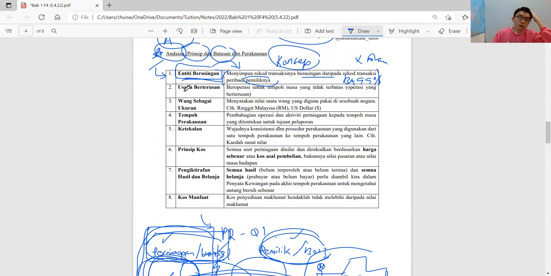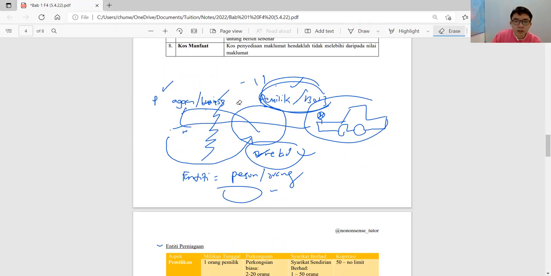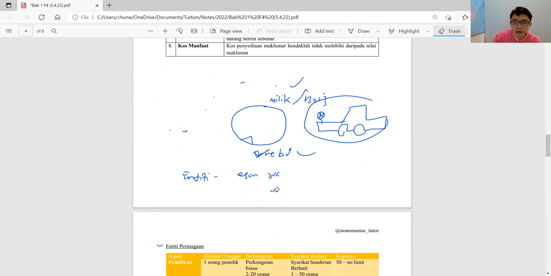Okay, next one. Usaha berterusan. So beroperasi, let me read it first. Beroperasi untuk tempoh masa yang tidak terbatas. Or I bracket it, operasi yang berterusan. So this is more about operation, operasi. Why is this usaha berterusan so important? Whenever I talk about usaha berterusan, I will give my students an example. Then you tell me which one is better.